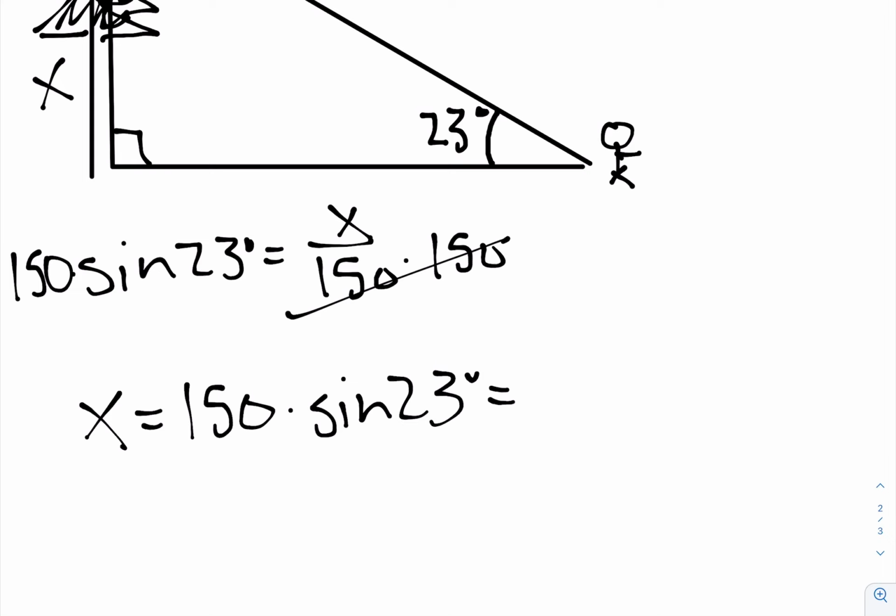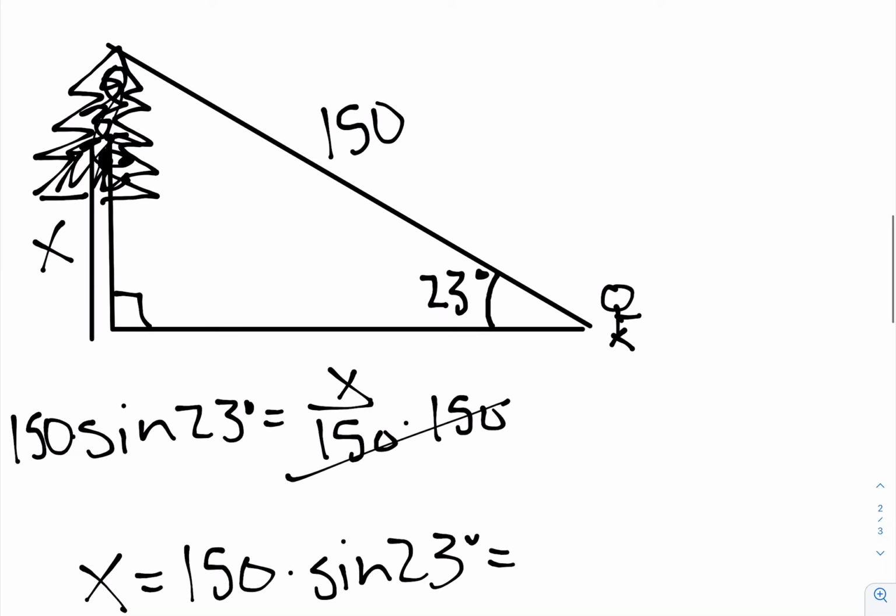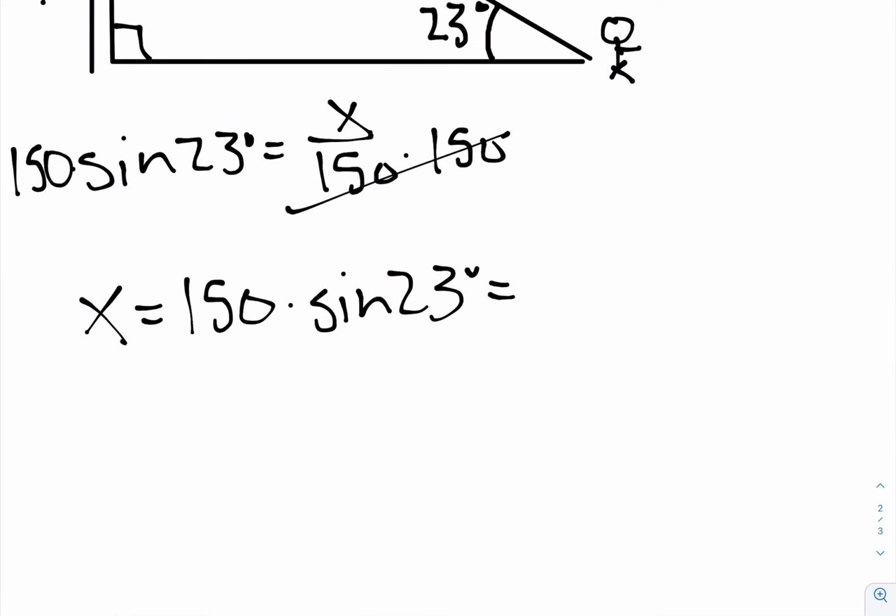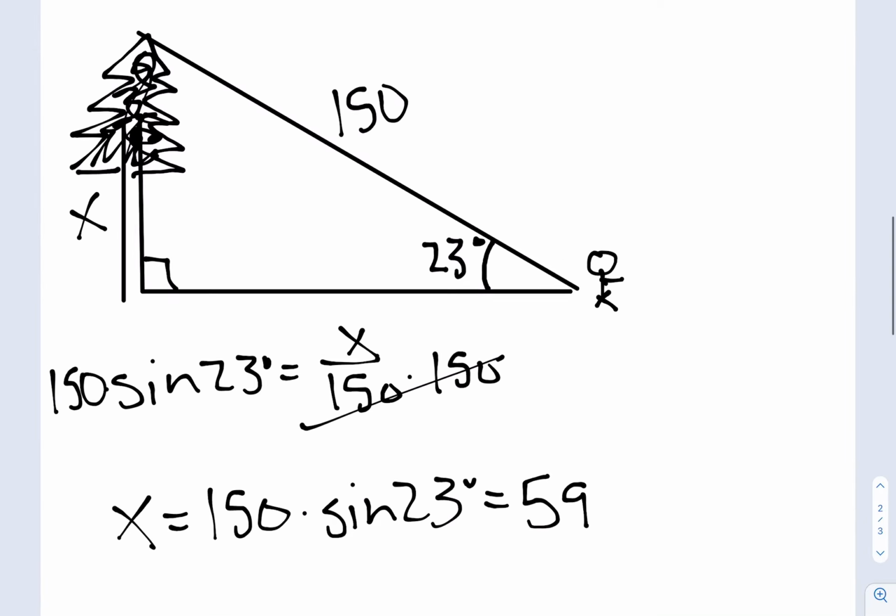And before we calculate it, let's just make a guess to make sure we're about right. This looks like it's going to be maybe 60 meters high. Maybe just under a third of this total hypotenuse length. Not completely sure, but if it's between 50 and 70, I think we'll be good. So 150 times sine 23. Yeah, so this is going to be 59 meters. That looks about right to me.